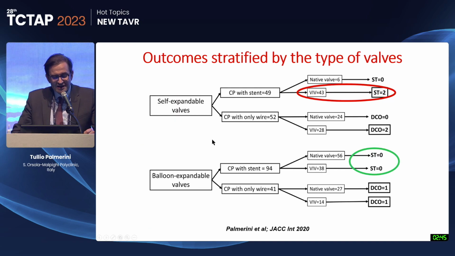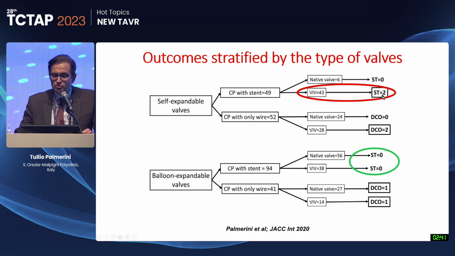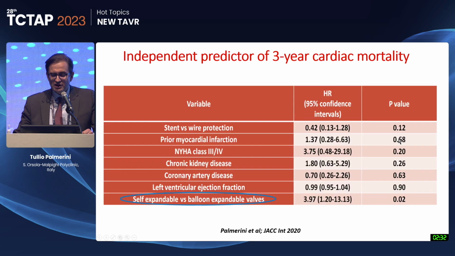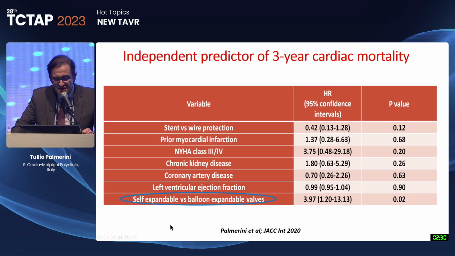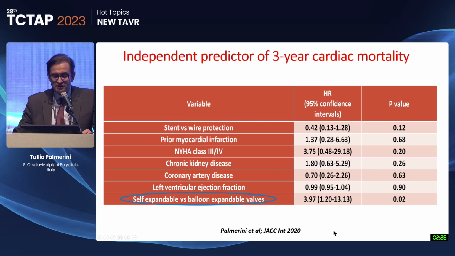So now let's analyze the outcome according to the type of valve. With self-expanding valves, we had 2 cases of stent thrombosis in valve-in-valve procedures, whereas there were no cases of stent thrombosis with the balloon expandable valve. In multivariable analysis, self-expanding valve was the only predictor of cardiac mortality at 3 years.